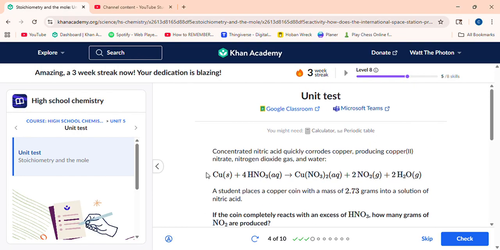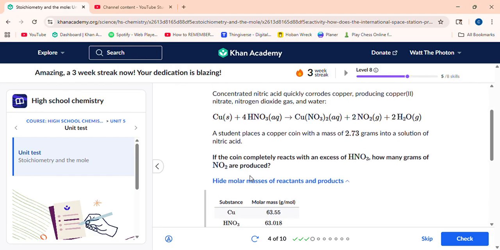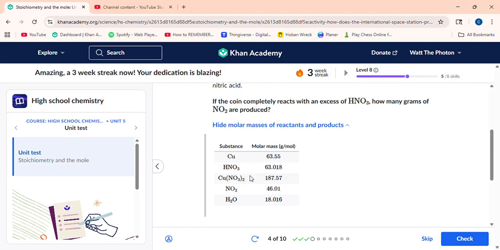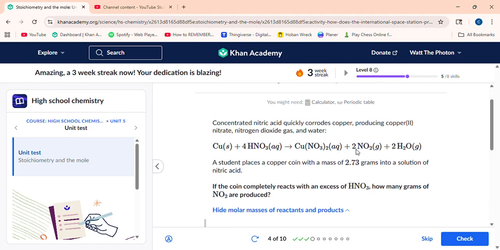So check them out. Copper divided by its molar mass got 0.043 moles. The ratio is 1 to 1. Thus, I multiplied it times NO2 to get this number, and then multiplied that again times 2 because there's 2 right here.